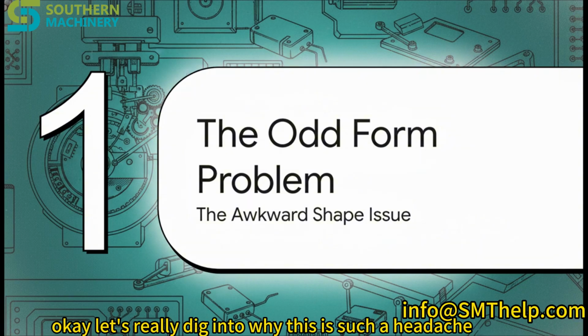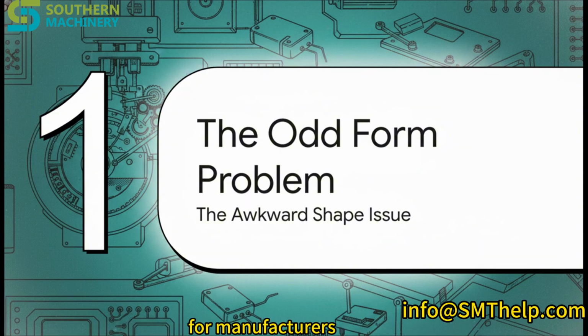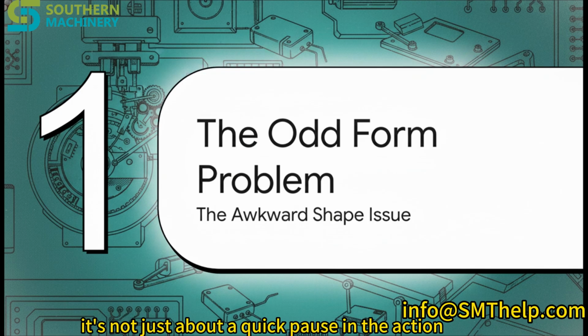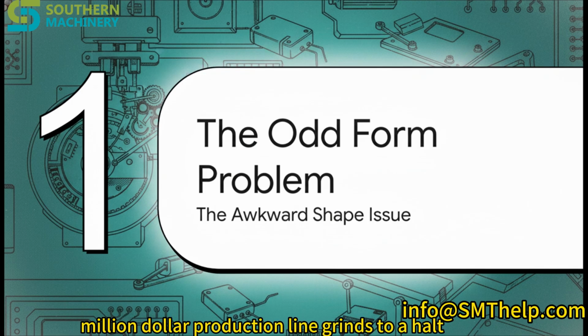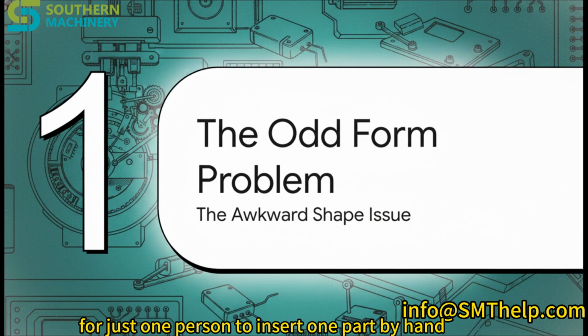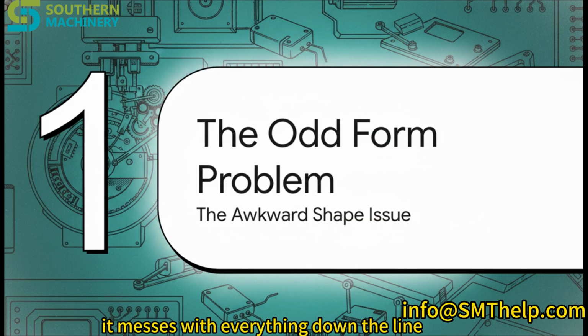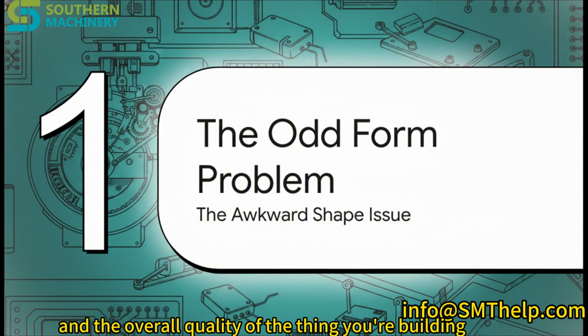Okay, let's really dig into why this is such a headache for manufacturers. It's not just about a quick pause in the action. When a multi-million-dollar production line grinds to a halt for just one person to insert one part by hand, the ripple effect is just enormous. It messes with everything down the line: your deadlines, your costs, and the overall quality of the thing you're building.